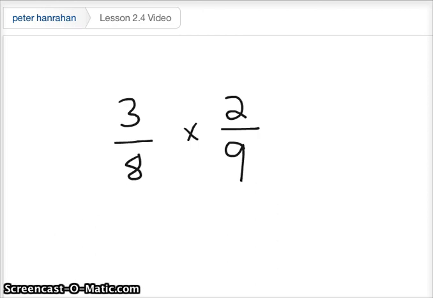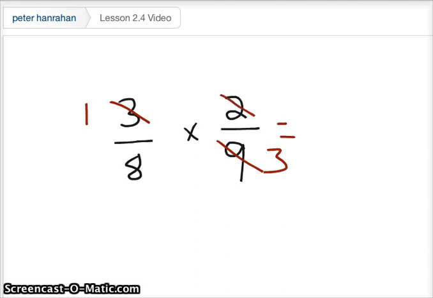Okay, the next problem we have 3/8 times 2/9. Okay, and again, I can see that the numerator of my first fraction and the denominator of my second fraction have a common factor of 3. 3 divided by 3 is 1. 9 divided by 3 is 3.